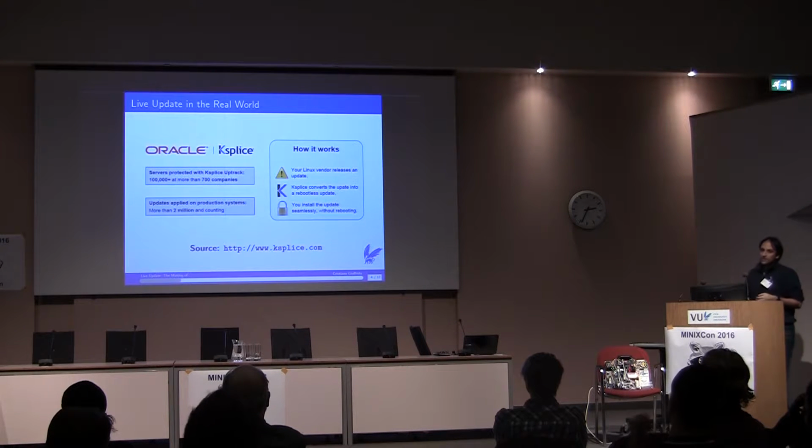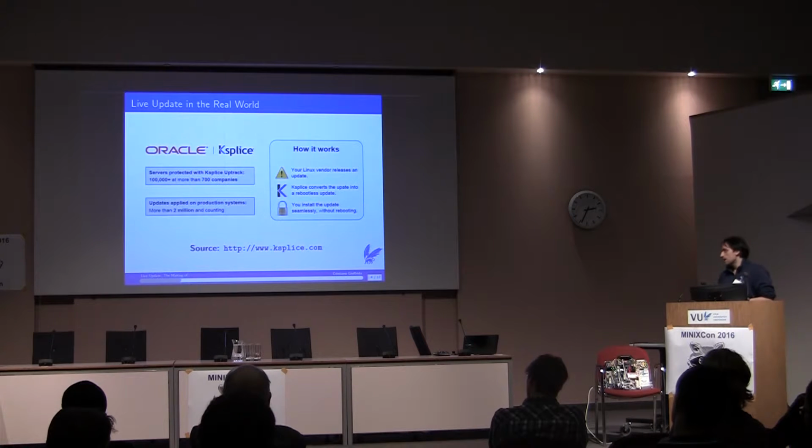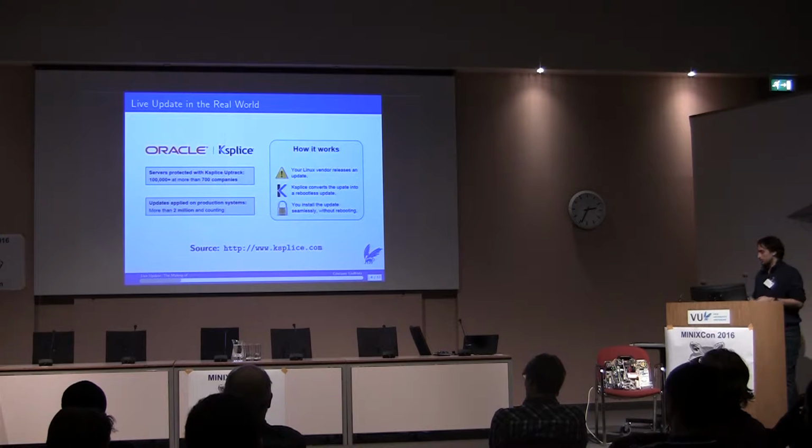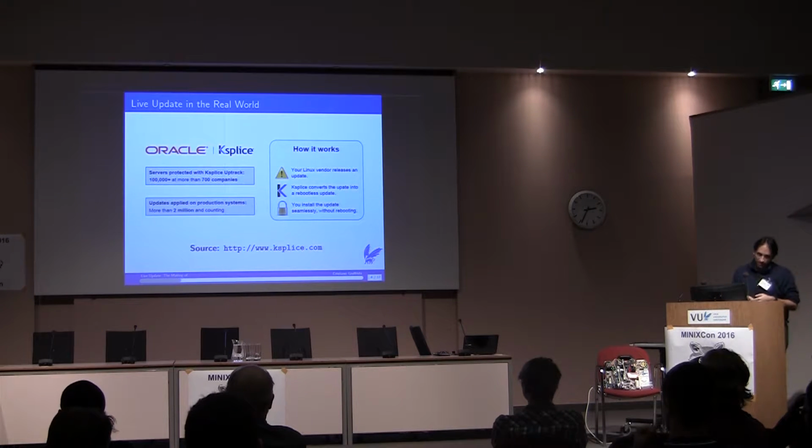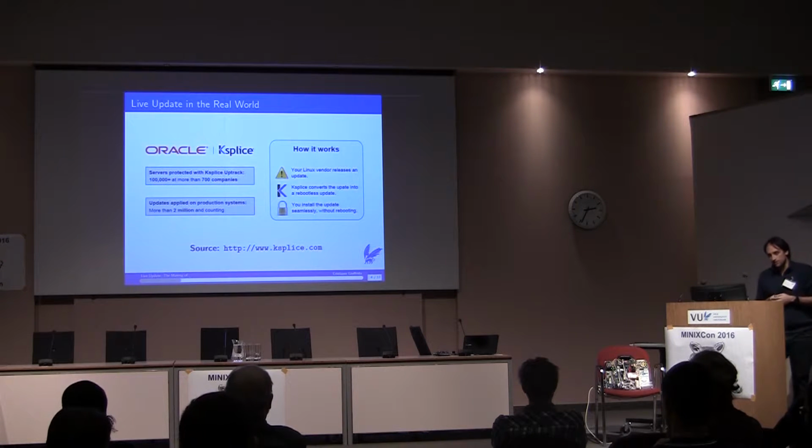Okay, so how do existing solutions deal with all these problems? A representative one is Oracle Ksplice. It's a commercial live update solution for the Linux kernel in this case. It's in widespread use. It's been used on more than 100,000 servers to deploy millions of live updates and counting. Okay? So Ksplice is what we call a hot patching live update solution.